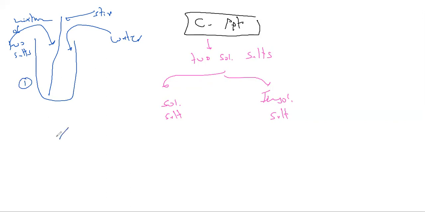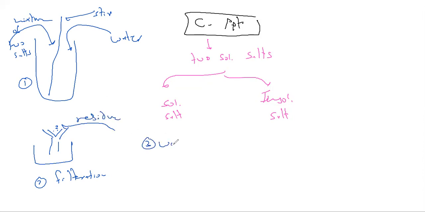Number two, filtration. Number three, if we need the residue, we wash, then dry. If we need the filtrate, crystallization. So again, we have the mixture, add water, stir, and make filtration. After filtration, if we need the residue, we wash and dry. If we need the filtrate, we make crystallization.